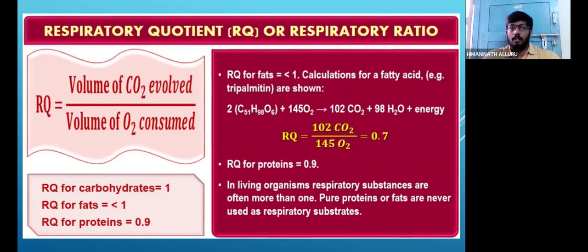Like the tripalmitin, we can give more examples to the children so that they will be able to find the respiratory quotient of various molecules, including different types of protein. If you take a fat, not all fats are going to have the same 0.7. Some fats will have even 0.5, some fat may have even 0.9. So we need to give various examples to the children. In the same way, for proteins the average is 0.9, but there are some proteins that may give much lesser than that also. We need to give some examples.